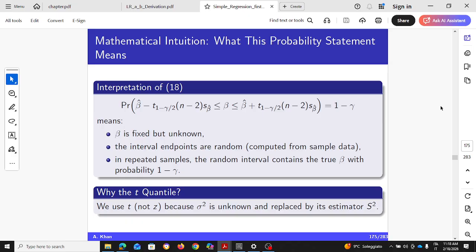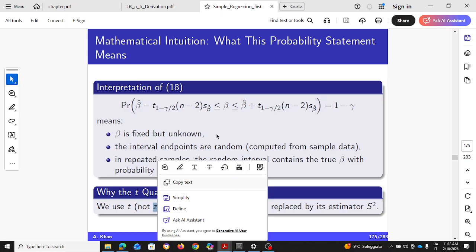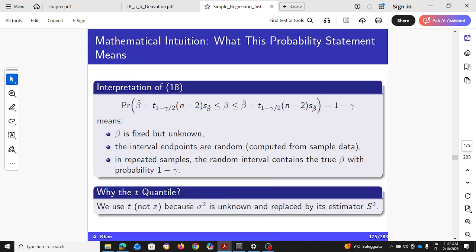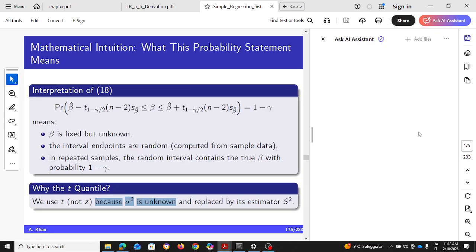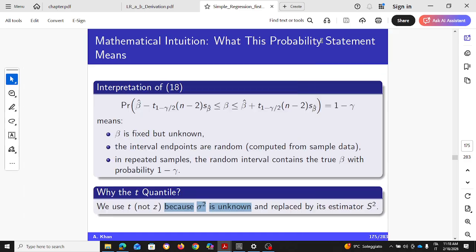Again, just to remind you why we are using the t distribution here and not the Z distribution. Because sigma squared is unknown, and we replaced it with S squared, so now we cannot use the Z distribution. Now our distribution becomes the Student's t. That's why we're using it.